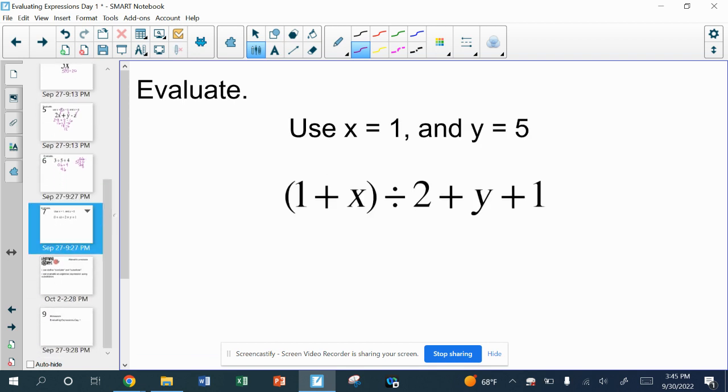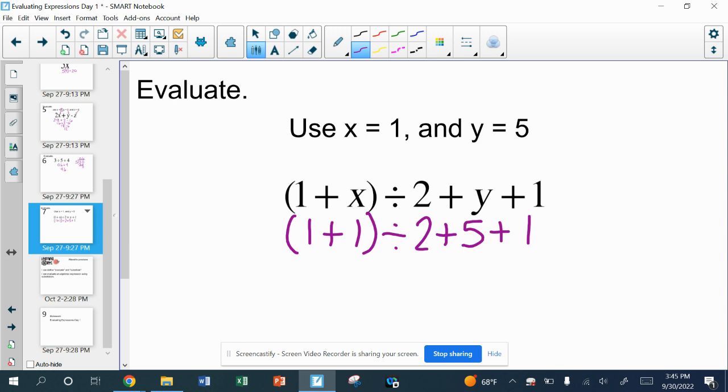Okay, back to a substitution problem. So x is going to be 1, y is going to be 5. Feel free to draw those arrows if you want to. If that helps you, go right ahead and do that. I'm going to try not drawing arrows on this one. So I'm going to have 1 plus x is 1, parenthesis, divided by 2 plus the y is 5 plus 1.